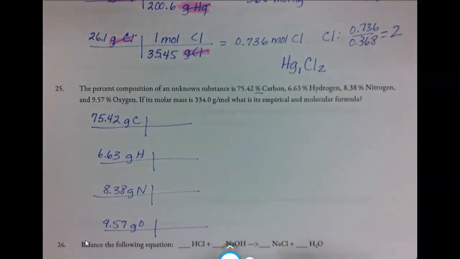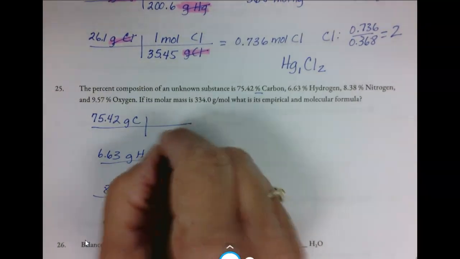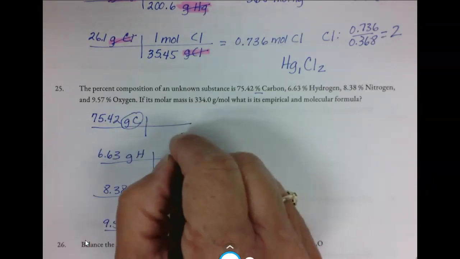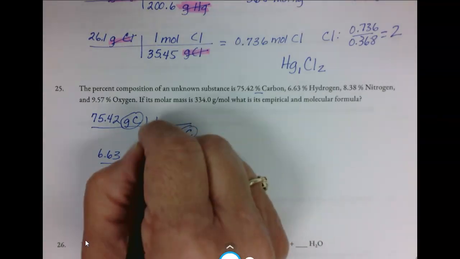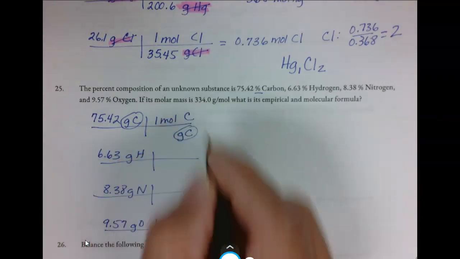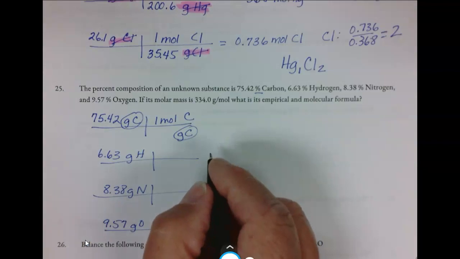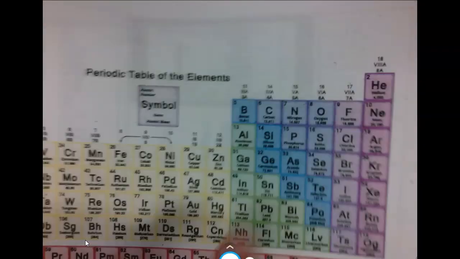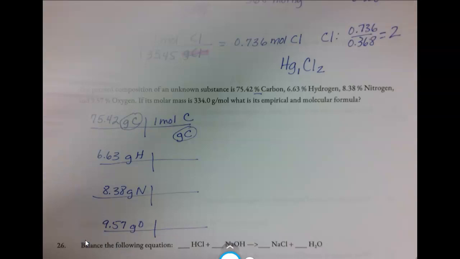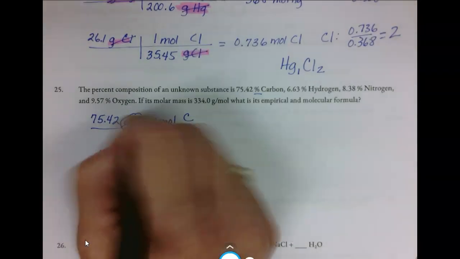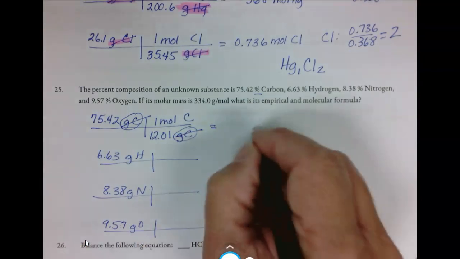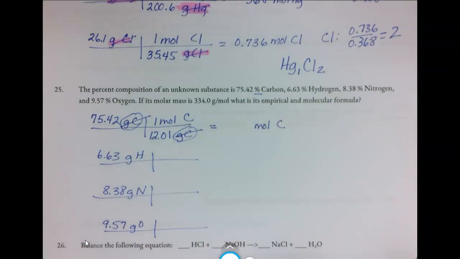The next step is, again, we're going to go from grams to moles. So whatever's here goes here, so that they cancel. And it's always for 1 mole. And then I go to my periodic table. I find carbon. Carbon is 12.01. Those are going to cancel, and again, this is going to give me my moles of carbon. I'm going to continue on with each one of those and do the same thing.